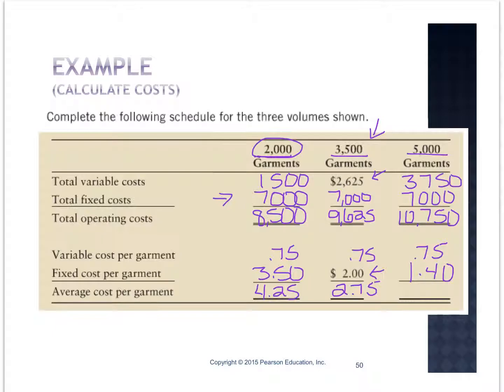Now we would expect the fixed cost per garment to go down because the same $7,000 is being averaged or split amongst more garments, or 5,000. So now when we add those two together, we have a total average cost per garment of $2.15. And that concludes this exercise of calculating various costs at different activity levels.